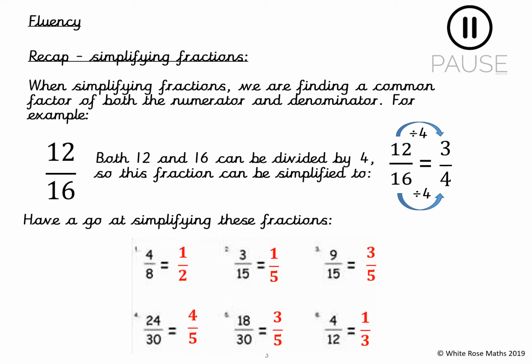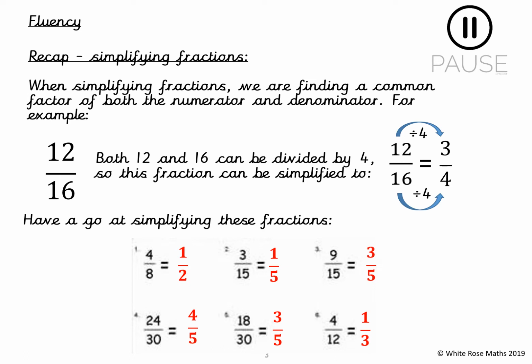So 4/8 can be simplified down to a half because 4 goes into 4 once, 4 goes into 8 twice. 3/15 can be simplified to 1/5 because 3 goes into 3 once and 3 goes into 15 5 times. 9/15 can be simplified to 3/5 because 3 goes into 9 3 times and it also goes into 15 5 times.